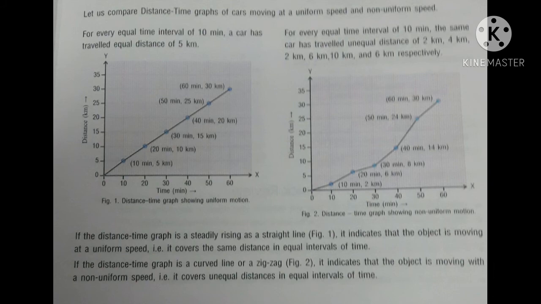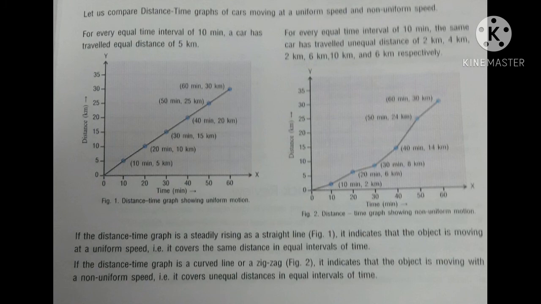Now for every equal time interval of 10 minutes, the same car has traveled unequal distances of 2 km, then 4 km, then 2 km, and then 6 km, 10 km, and 6 km respectively. When we plot the graph, we get a curved line shown in the right hand side picture.